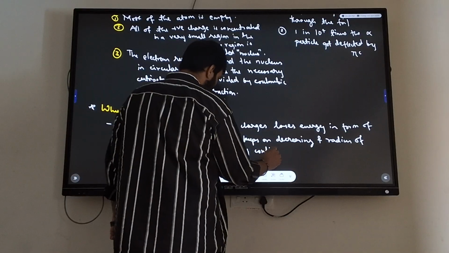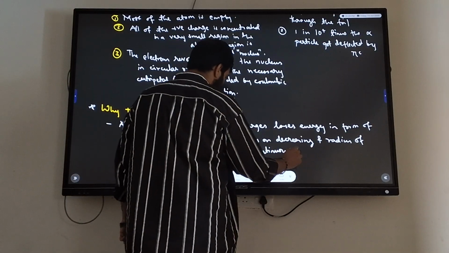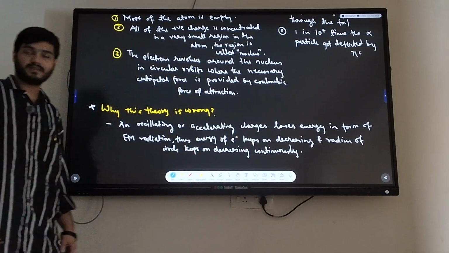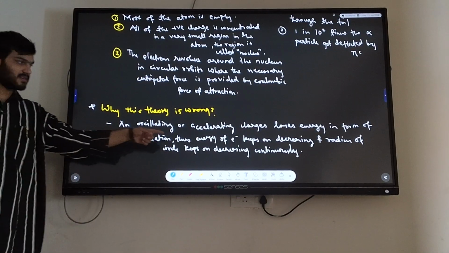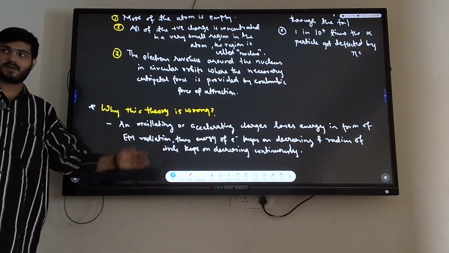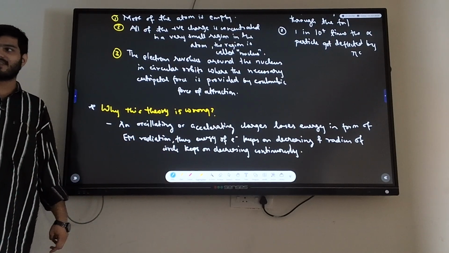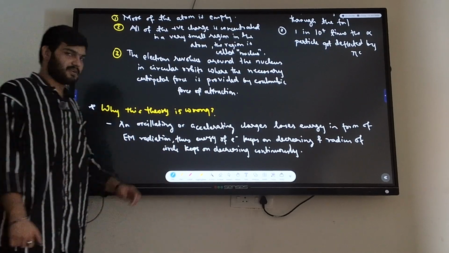Continuously. This is a very important word. I will come back to it when we talk about the spectra and how this actually assumes a continuous spectrum, but in hydrogen we find a line spectrum, a discrete one. I will talk about it later.